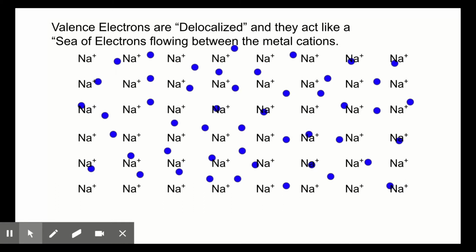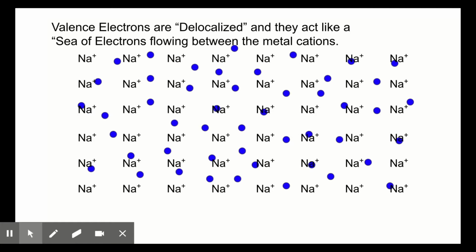So now, if you take a look here, we have a bunch of sodium ions that lost their valence electrons, so they're all together. And those valence electrons are what we call delocalized. So they don't belong to any single one of those sodium ions anymore. They're kind of just out there floating around. And we use the term sea of electrons to describe them because they're flowing around in between the sodium cations.